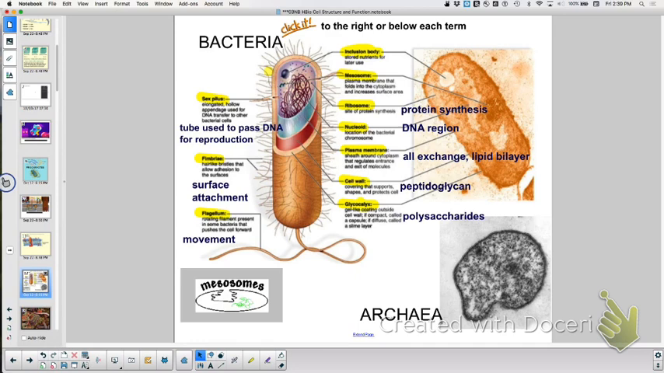Why do I have a picture of archaea on the same page as I have a picture of bacteria? Because they're both prokaryotes. Good job, you guys. Both prokaryotes. Those are two different domains, right? Bacteria and archaea. The eukaryotic cells are in the domain eukarya. Hence the name eukaryotes, right?